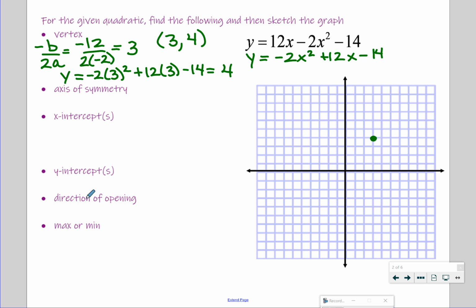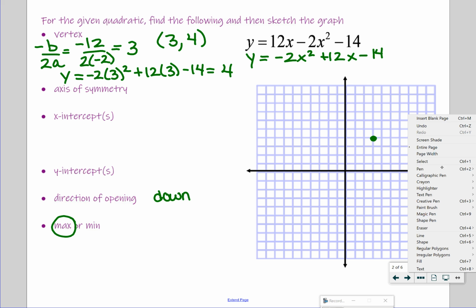I'm also going to jump down to the bottom here because I can answer this question from the original function. Which way does it open? Because my a value, the number in front of my x squared, is negative, we can say that it opens down. And if you imagine a parabola opening down, you can also at that point say that you have a maximum value.